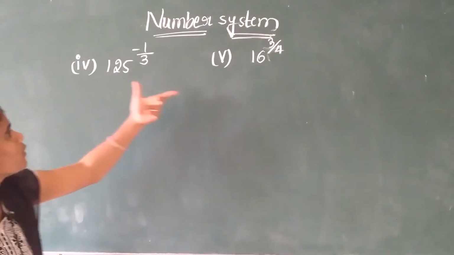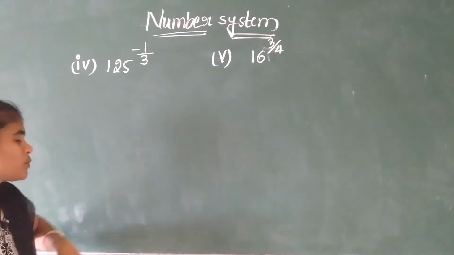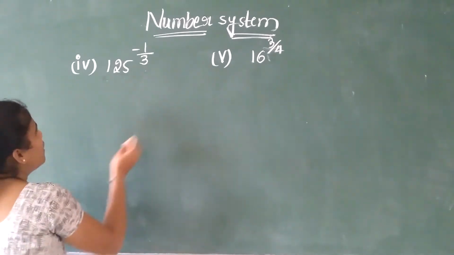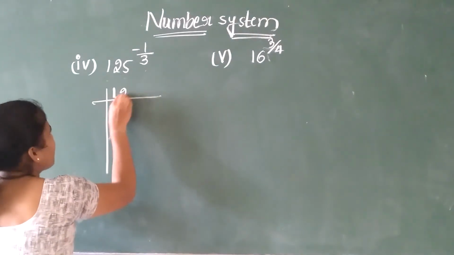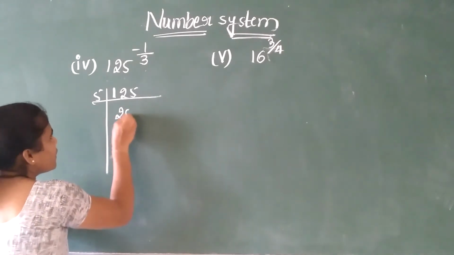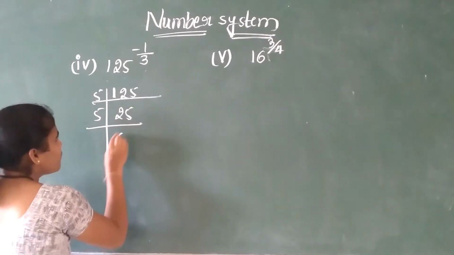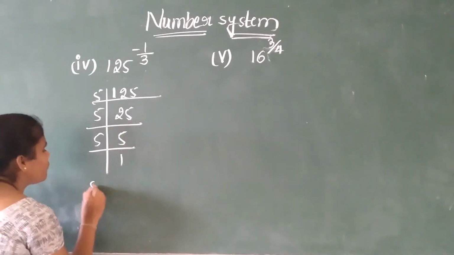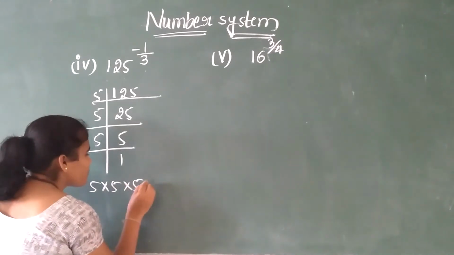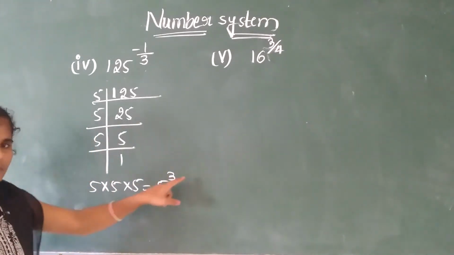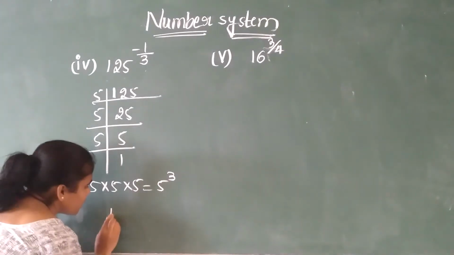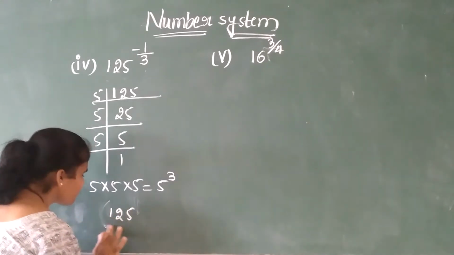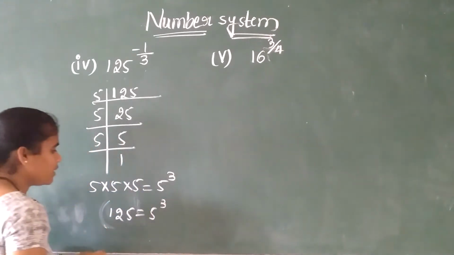Next we will study 2 more examples on the basis of laws of exponents. See the fourth one, 125 to the power minus 1 by 3. First take the LCM of 125. 5 25s are 125. Next 5 5s are 25, 5 1s are 5. Here we have multiplied 5 three times, so you will get 5 cube or 5 to the power 3. So 125 is nothing but 5 cube, isn't it?